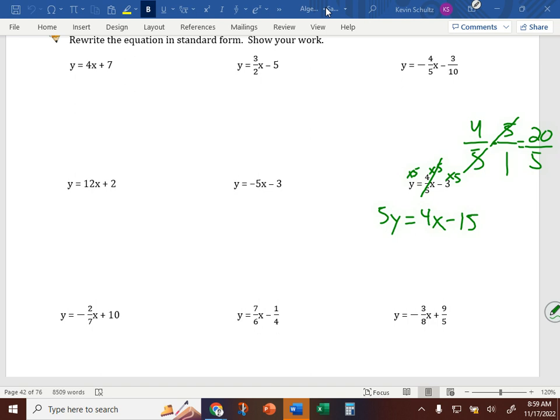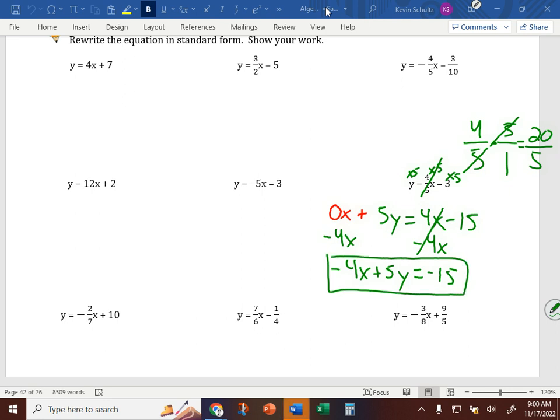What's our next step now? Our second and final step to get this into standard form. Briggs? Opposite operations. We have 0 x's on the left. So when we subtract these 4 x's to cancel them out from the right side, 0 x's minus 4 x's is a negative 4x plus 5y. And that negative 15 is still there on the right side. This would be our answer. Negative 4x plus 5y equals a negative 15.